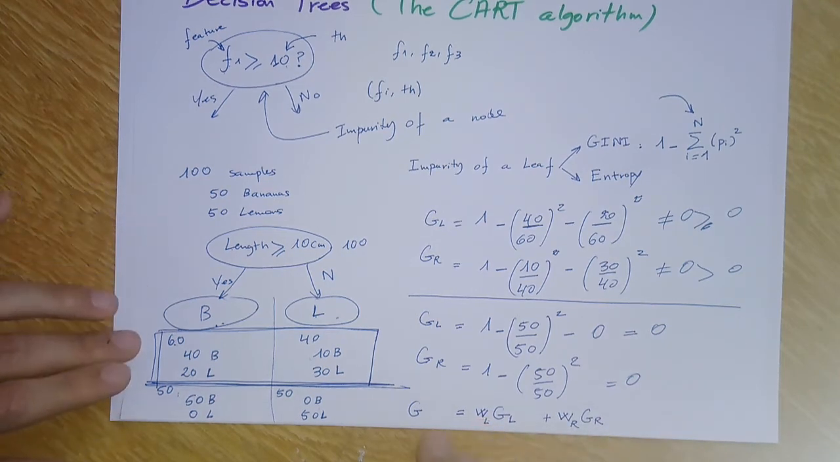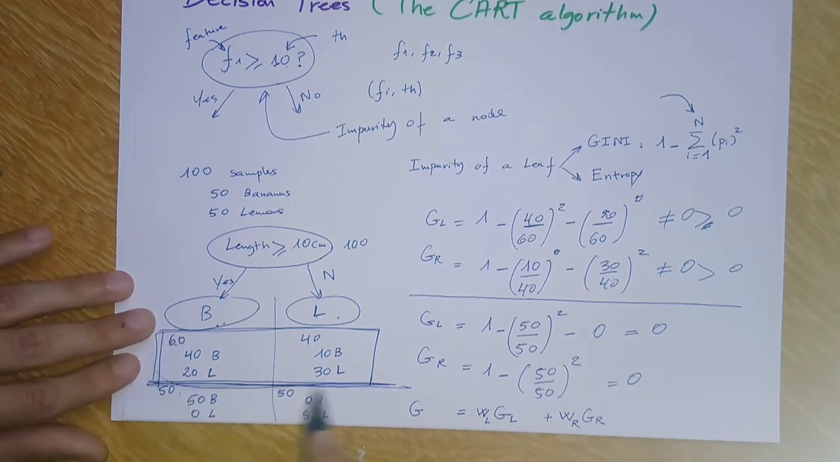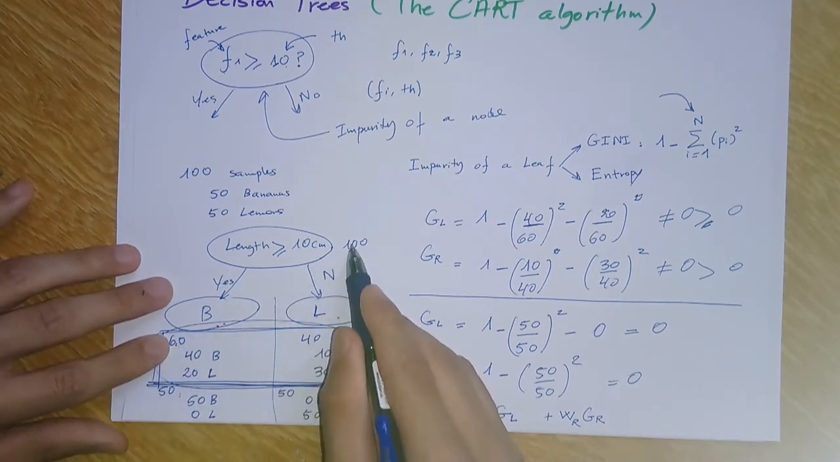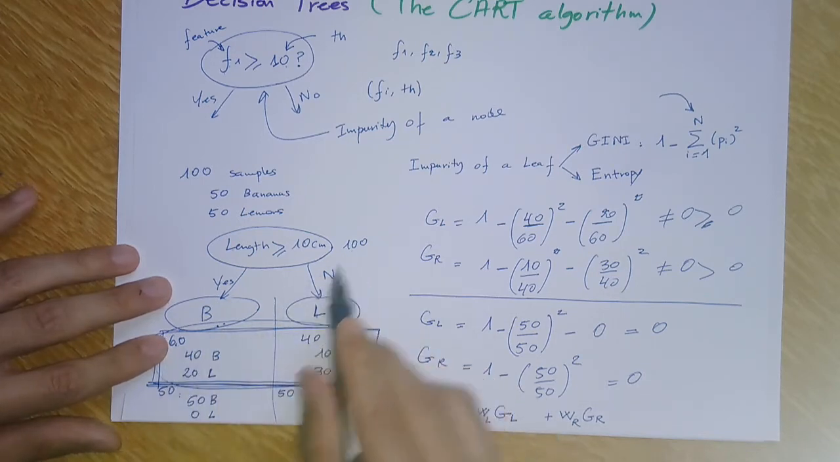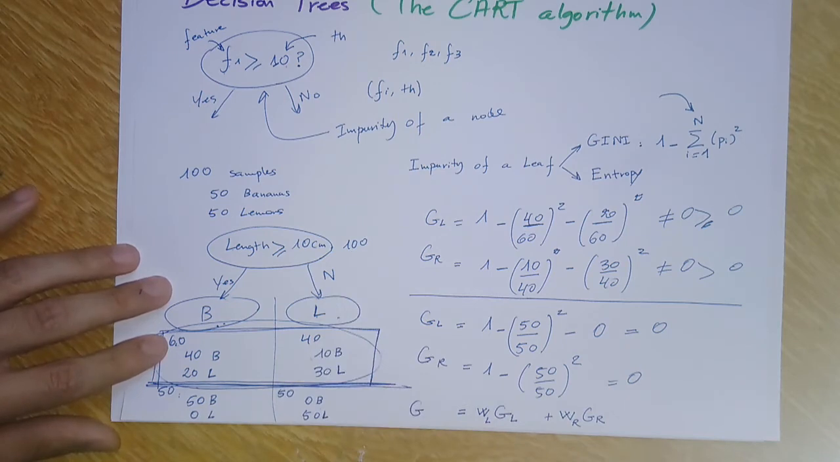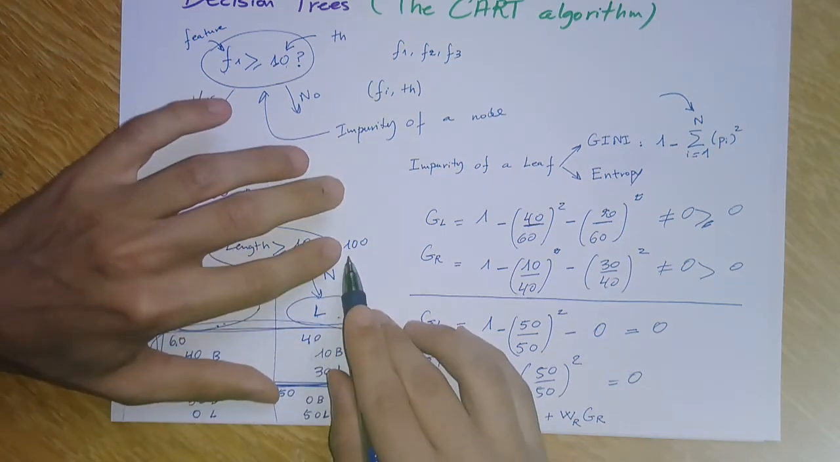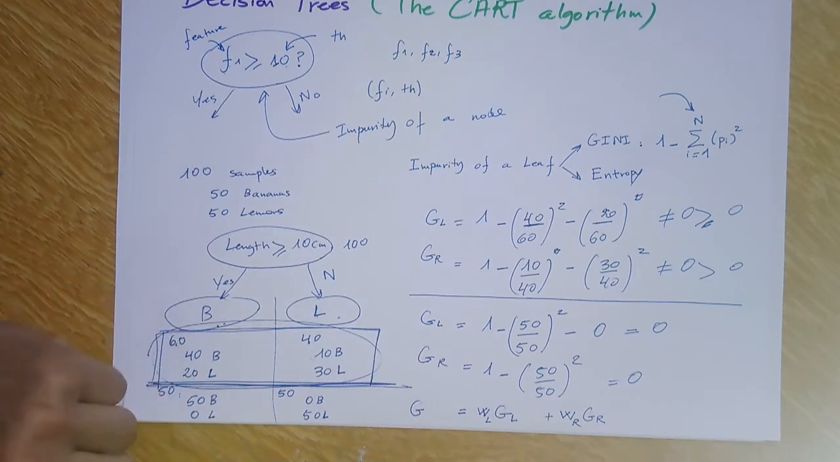So just to give you an idea about how to compute these weights here, in this case, I have here 60 samples out of 100 samples. This means that the weight in the left node would be 60 by 100, which is 0.6. The same thing is true here. I have here 40 samples out of 100 samples. So I divide 40 by 100 and I get 0.4 for the weight of the right node.